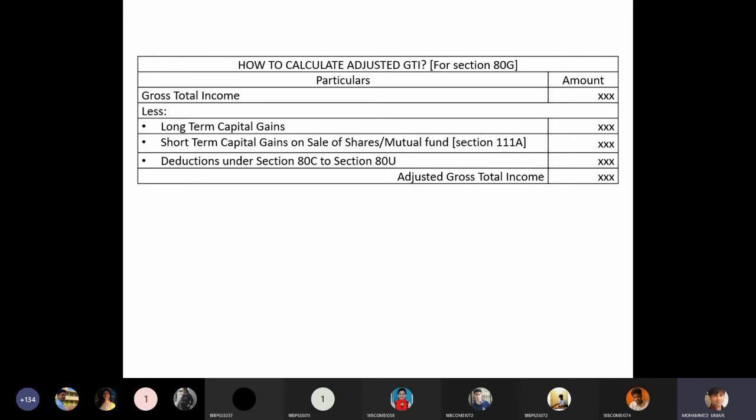So first we take gross total income. From this we minus long-term capital gains, short-term capital gains on sale of shares or mutual funds. Then also deduct any deductions claimed under section 80C, 80U, obviously except 80G because we are doing 80G now. So this end result is called adjusted GTI. So we need adjusted GTI for the purpose of computing deductions under section 80G and also for computing deductions under section 80GG. So for these two deductions, we use adjusted GTI.